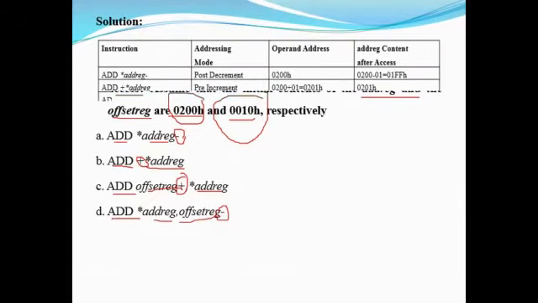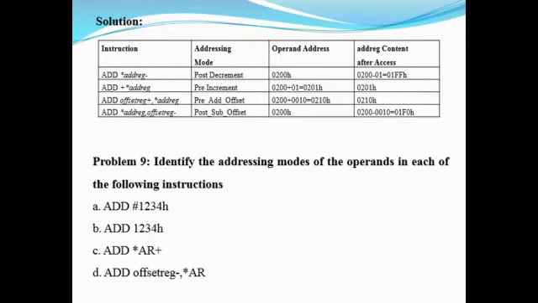Looking into the solution, the addressing modes we identify are: post decrement; then the next instruction includes post increment; next pre addition and offset; then post subtraction and offset. That is what we consider here in the solution. The operand address is specified as 0200H, and the address register content after accessing this instruction is 0200H minus 1, because it is a post decrement.